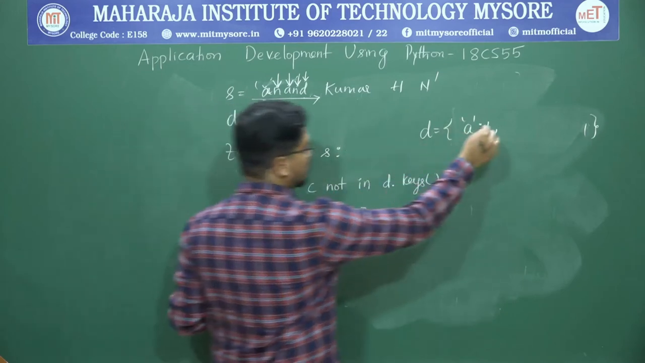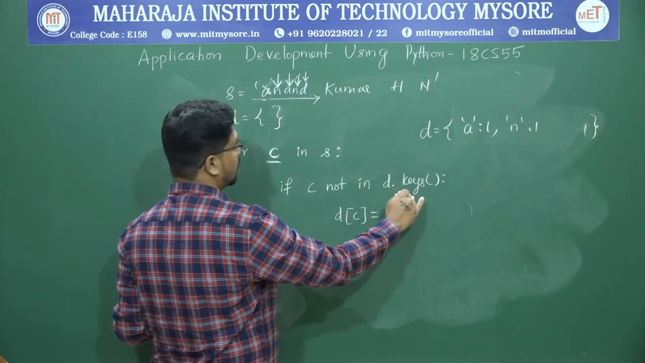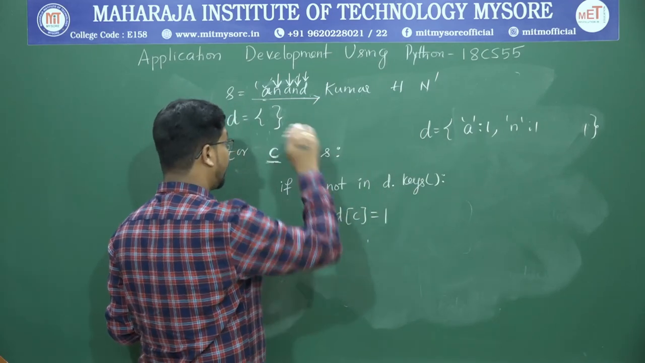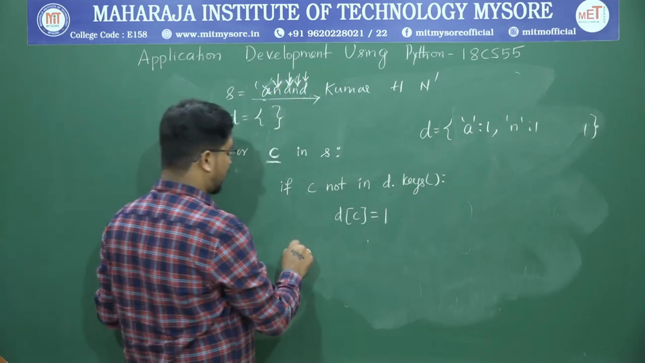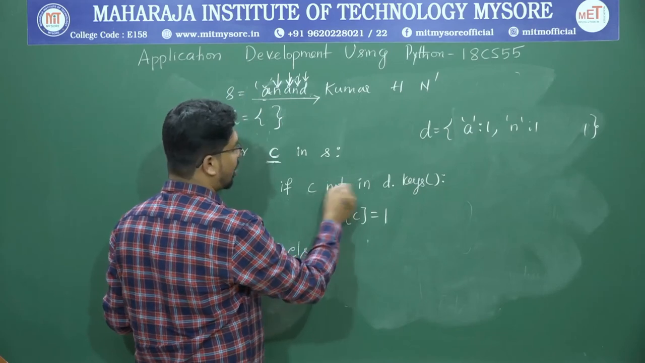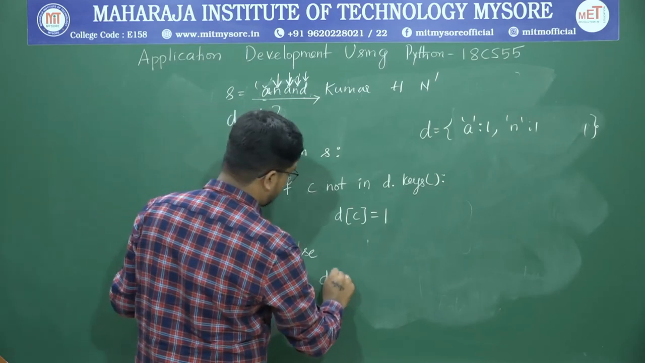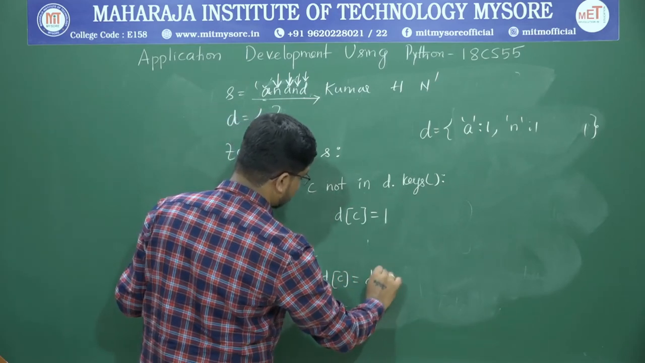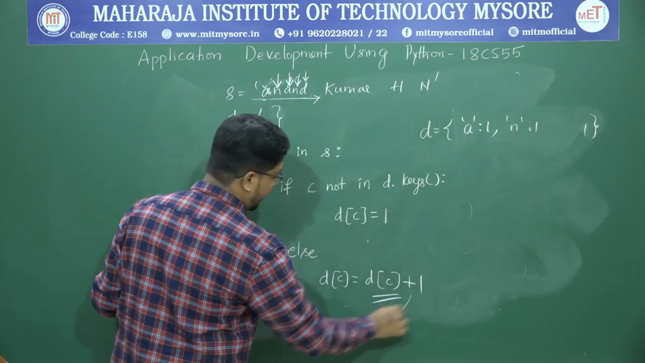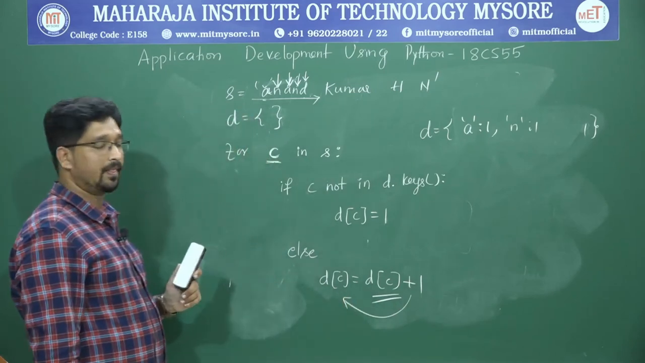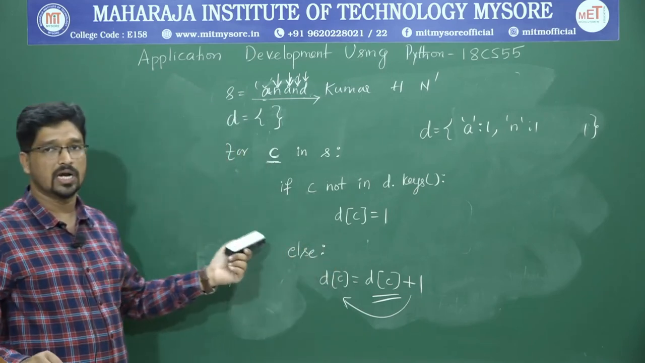Next n also becomes 1. Same case: if n is not in d dot keys, then d of n is equal to 1. If it exists, again we have got a. Now this will go to the else part. If the character is already inside the dictionary, what should you do? You should simply add 1 to it. So access the value, add 1 to it and assign it to the dictionary. This is a very simple form, and it is very easy to understand.